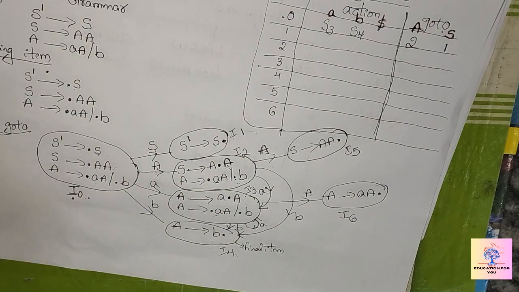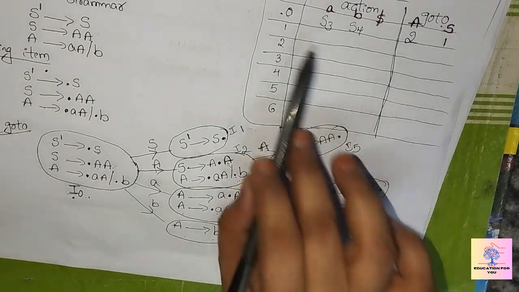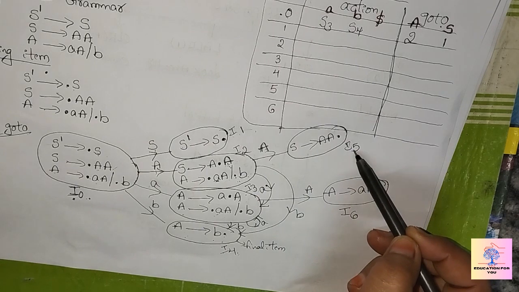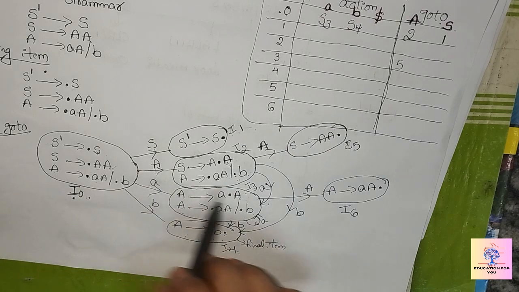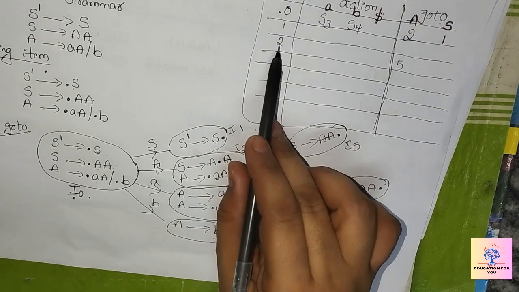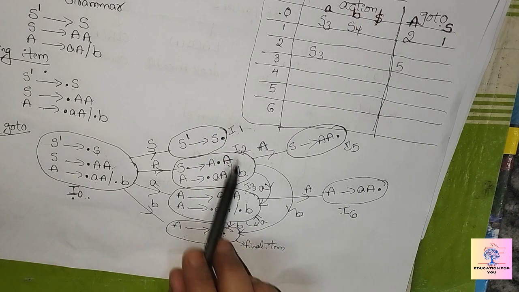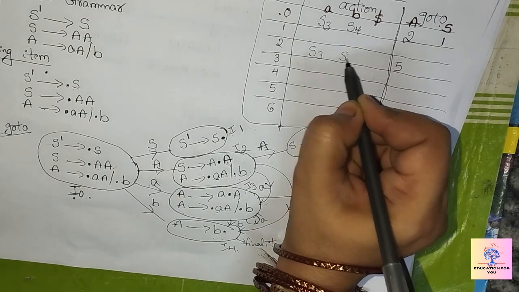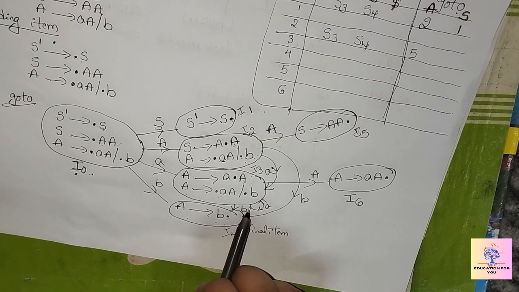Okay, now next one is from 1. Are there any other states? No. So in row 1 no states will come. From 2 to A, yes, it is there, that is the fifth state. 2 to A, you will get the fifth state. Okay, and from 2 to small a, what is the state you are getting? I3. So from 2 on small a you are getting S3, and from 2 to b you are getting I4, that is S4.